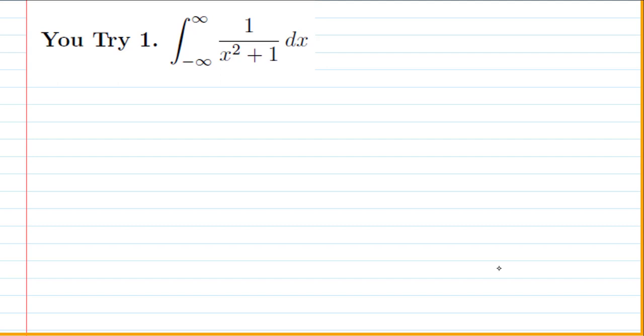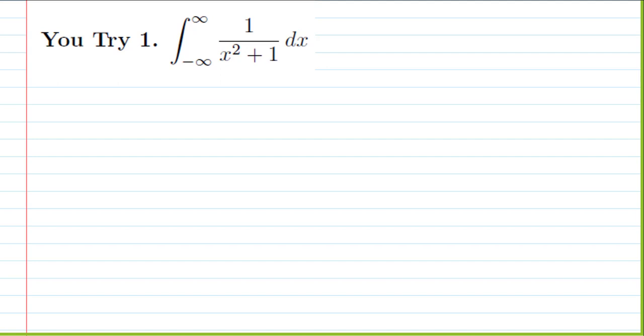All right, so let's talk about this integral a little bit. It was doubly infinite, and that might have thrown us for a loop a little bit. But let's analyze this a little bit.